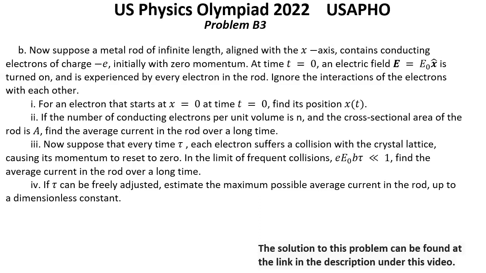Third, now suppose that every time tau, each electron suffers a collision with the crystal lattice, causing its momentum to reset to 0. In the limit of frequent collisions, e E0 b tau much less than 1, find the average current in the rod over a long time. Fourth, if tau can be freely adjusted, estimate the maximum possible average current in the rod up to a dimensionless constant.